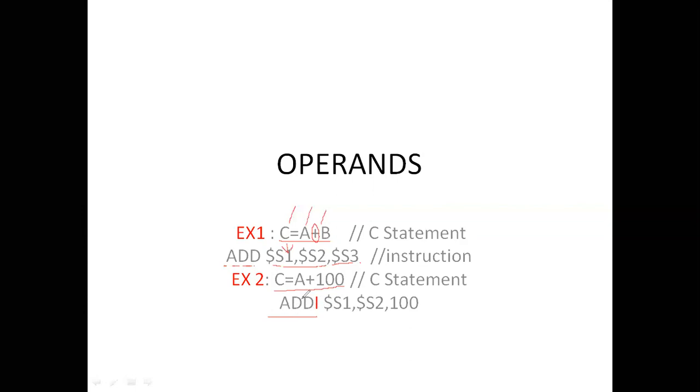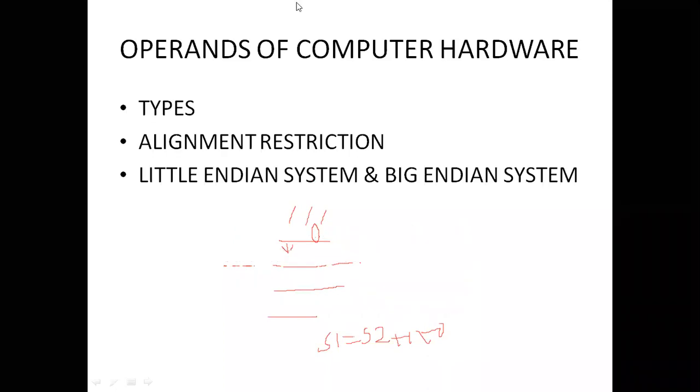Add I. S1 is used to represent the variable C. S2 is used to represent the variable A. 100 is the constant. It is nothing but S1, that is equal to S2 plus 100. This is the description of the above instruction. So in this topic, we are going to discuss about three main things. The first one is types of operand. The second one is alignment restriction. And third one is little endian system and big endian system.